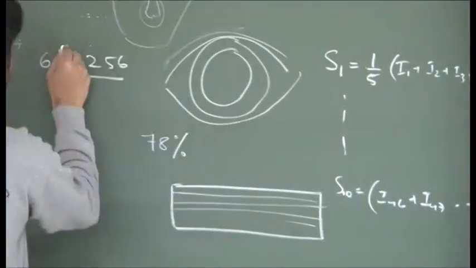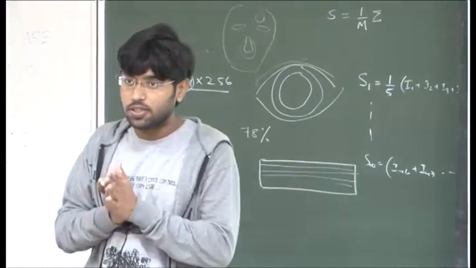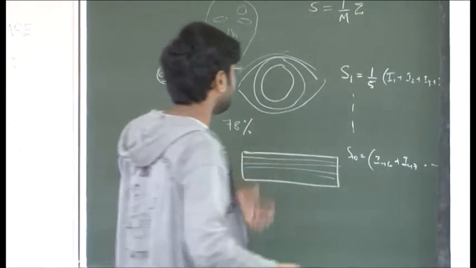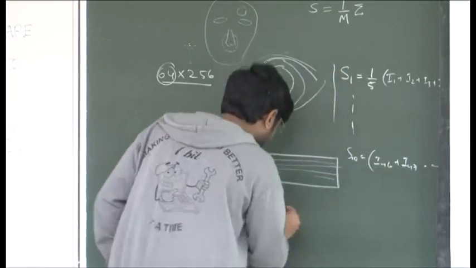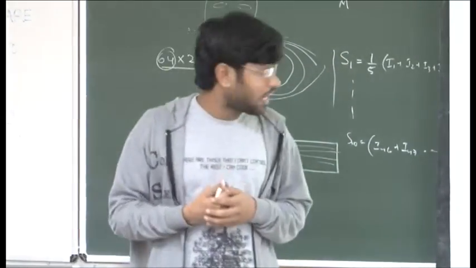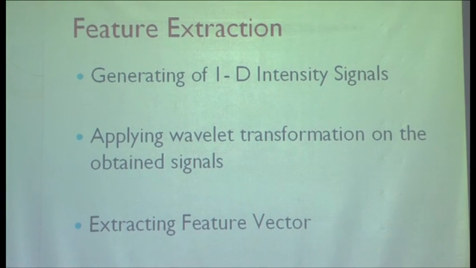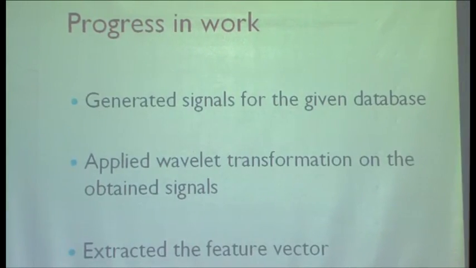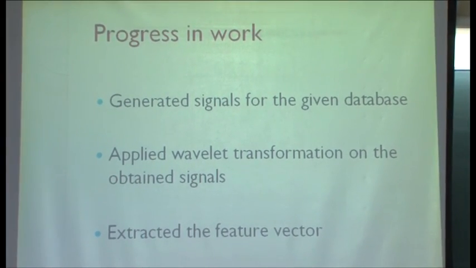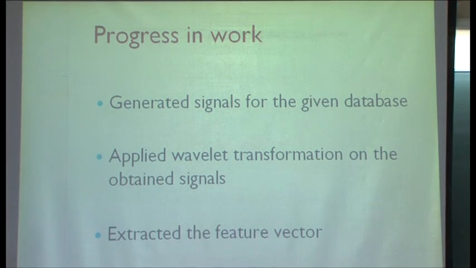Out of 64 given rows, I have considered 50 of them and generated the signal, and I have got a signal matrix. On the signal matrix, I have applied a wavelet transformation and extracted the feature vector out of it. Up to this you have done? Yeah, up to this. We generated the signal, applied a wavelet transformation and extracted the feature vector.